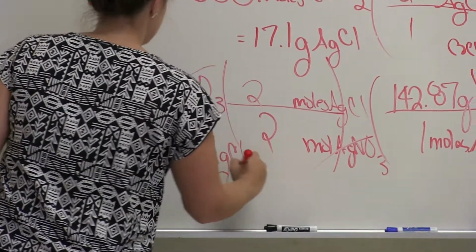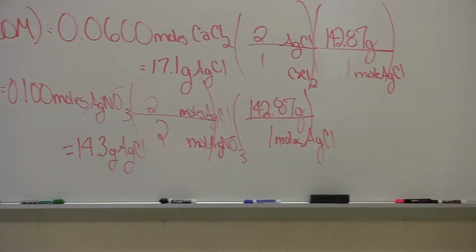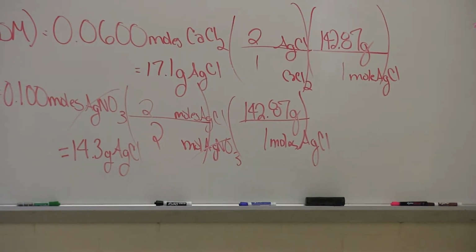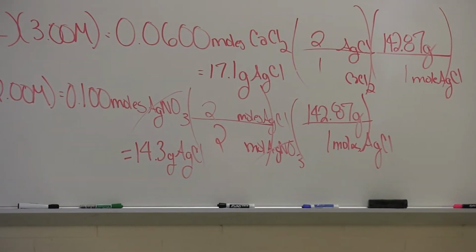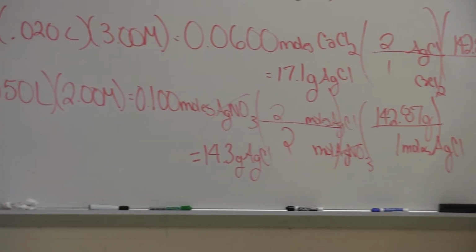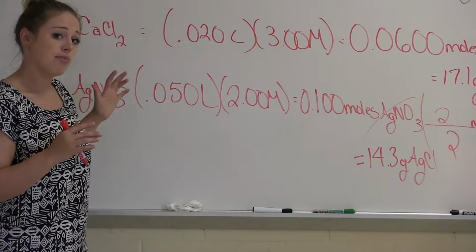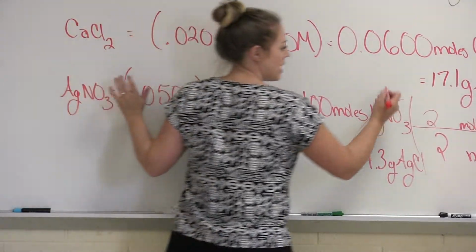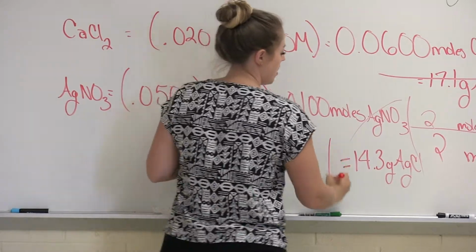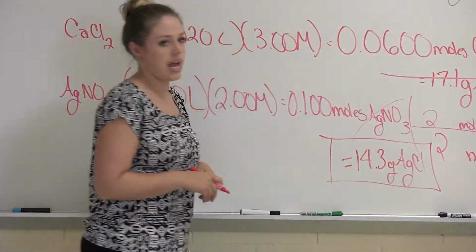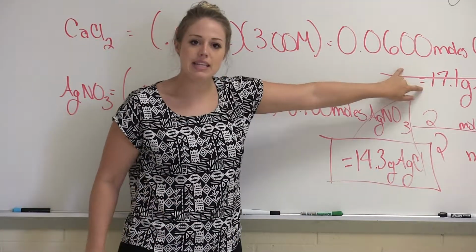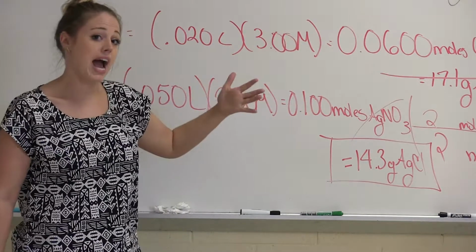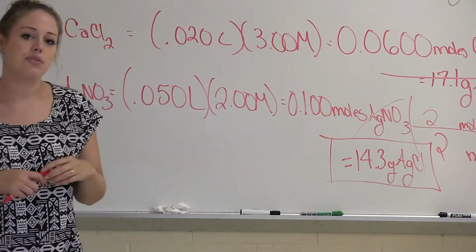Remember, for limiting reactants, the one that produces the least amount of product is the limiting reactant. That means silver nitrate is completely used up, so the reaction stops. The maximum amount of product we can make is 14.3 grams of silver chloride. At no point can we make 17.1 because we run out of reactant. When we run out of one reactant, the reaction stops.